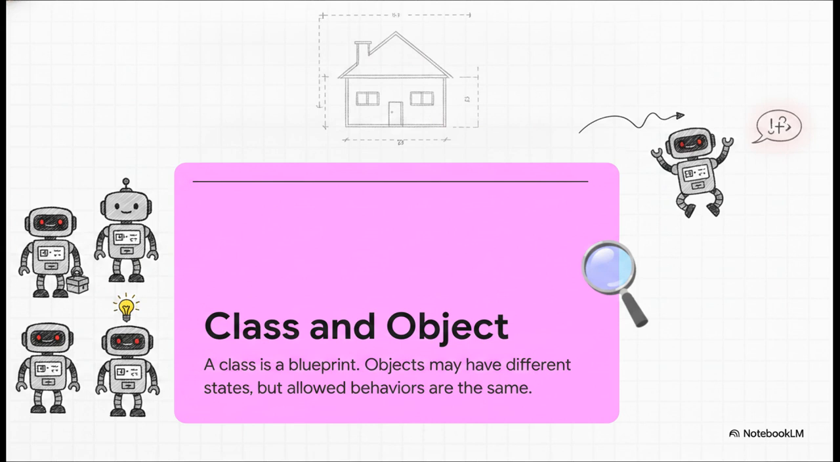blueprint. So even though every object built from a specific class might have different attribute values, like different states or data, the actual behaviors they are allowed to perform are exactly the same. And we trigger those behaviors by sending a message to the object. For example, calling a method that just says jump.